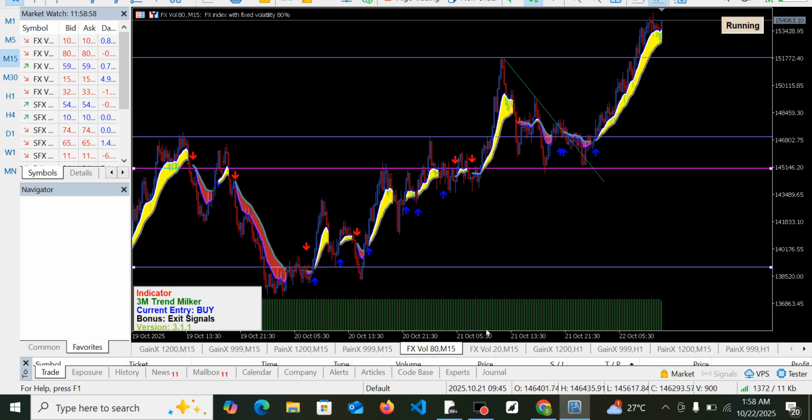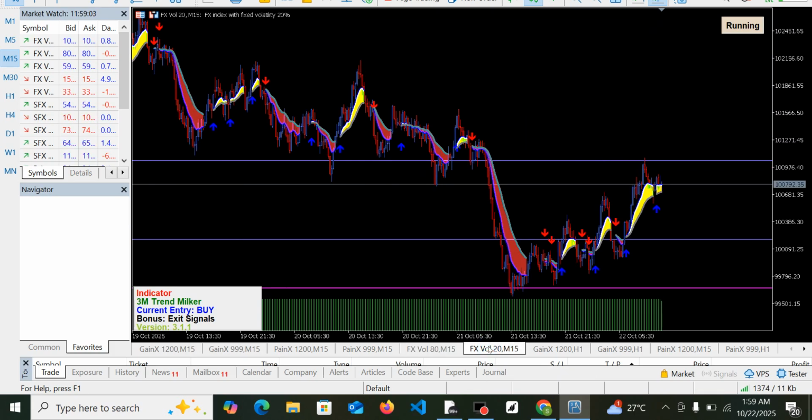Okay, and you can see it achieved this target easily and even went above it. Okay, so that is it. That is how beautiful the trading tool can be. Okay, so let's see this.